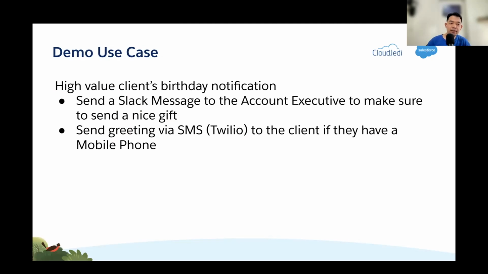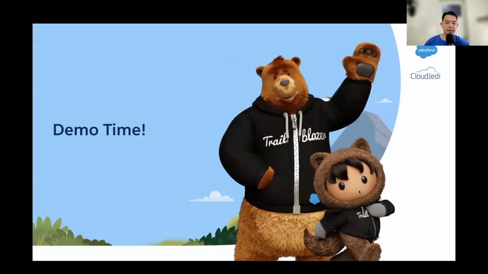So in this specific demo, I'll go through a simple use case wherein we have a high value client. And what we'd simply like is to be able to send a notification because it's the client's birthday. So first, we want to send a Slack message to the account executive just to make sure that we can prepare a nice gift. And then the other one is being able to send a greeting via SMS using Twilio to the client, if they have a mobile phone. So we'll go ahead and do this.